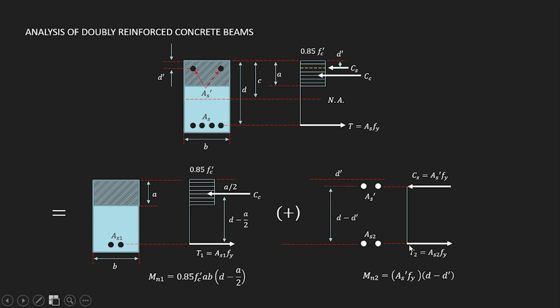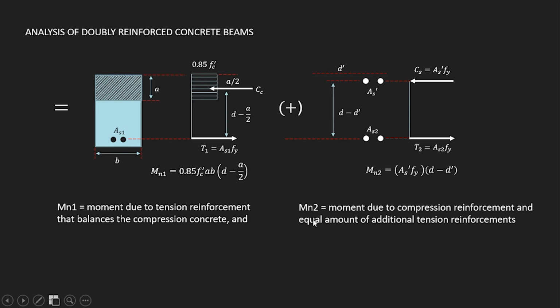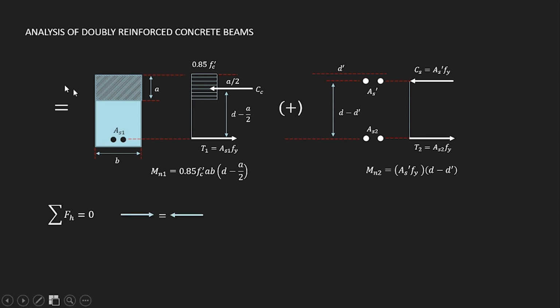Kasi nga, yung location of our tension steel from the topmost, that is effective depth or d, and meron yung location of our compression steel from the topmost, that is d prime. So yung difference niyan, that is d minus d prime. Kaya yung moment arm niya is d minus d prime. So yung Mn1 nga natin, this is the moment due to the tension reinforcement that balances the compression concrete. And yung Mn2 natin, this is the moment due to compression reinforcement and equal amount of additional tension reinforcement. So yung total nominal moment strength natin is the sum of Mn1 and Mn2. So using these values guys, so meron tayong T1 and T2, Cs and Cc.